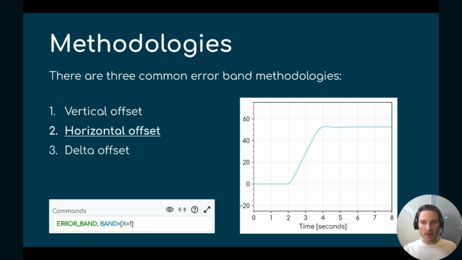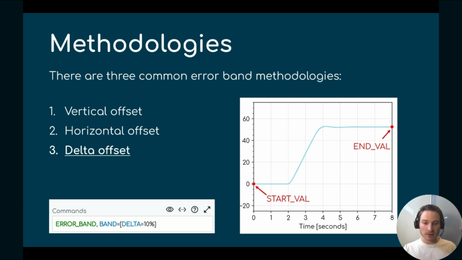The second most common error band methodology is a horizontal offset, again with the GridMo command shown in the bottom left-hand corner. For a horizontal offset, the signal is shifted left and right like spreading butter, and that forms the error band.